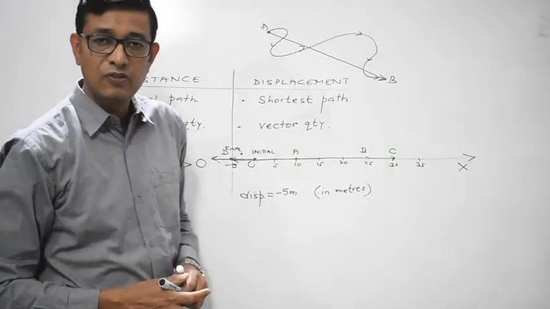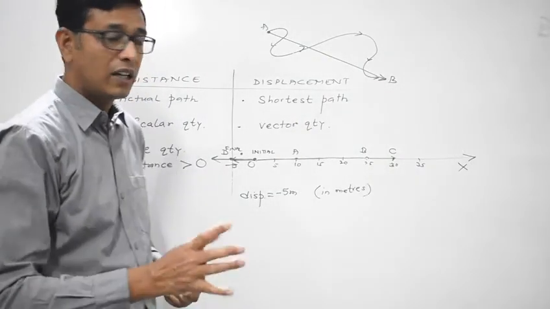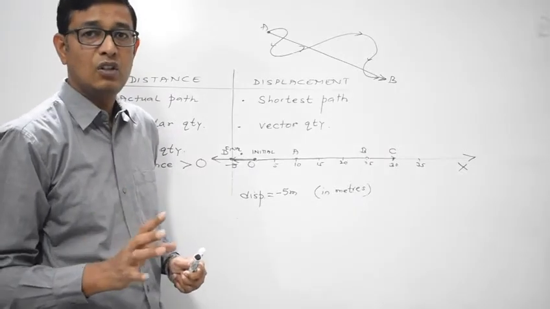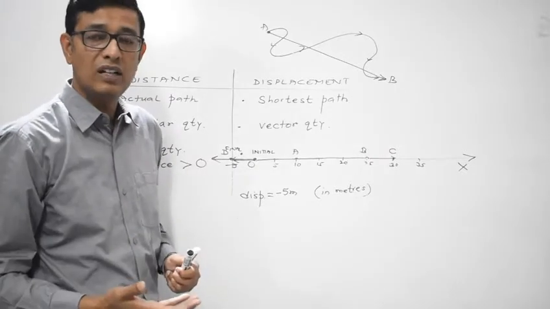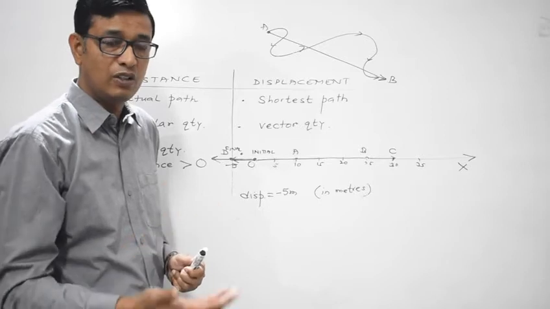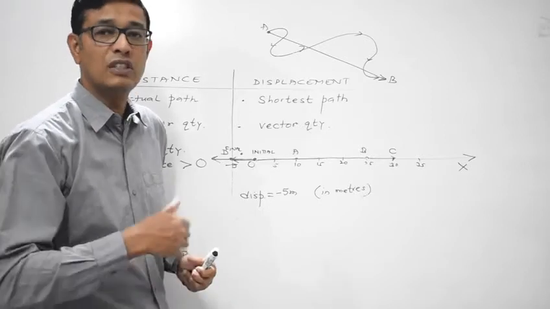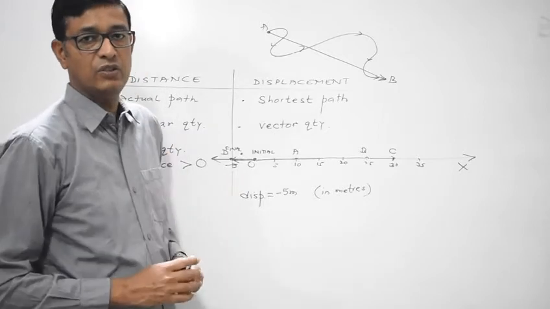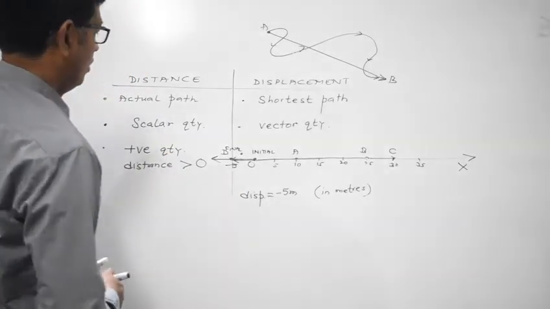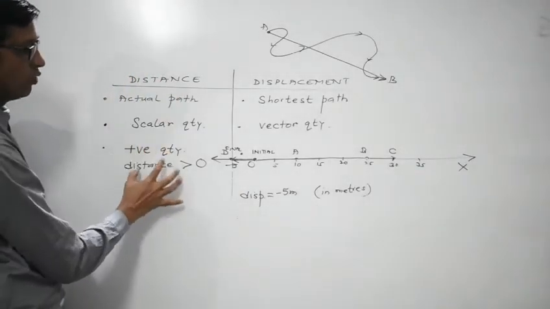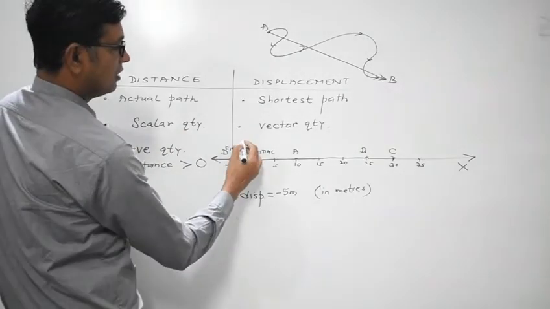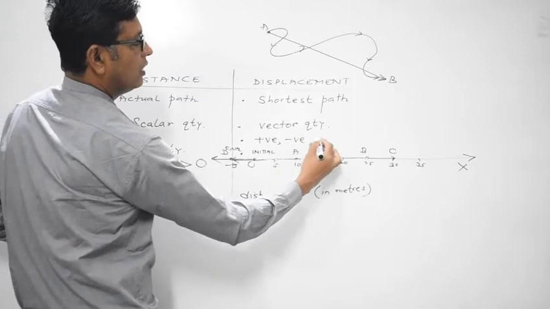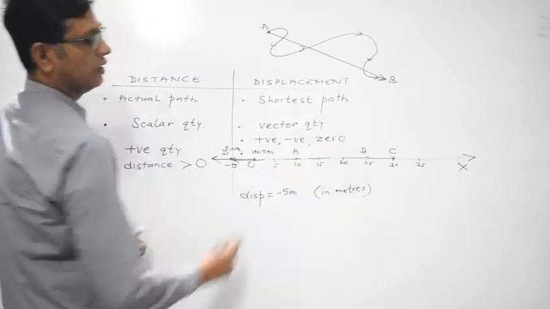Have I made myself clear? So what I meant to say is that in this example we have taken such a situation where the displacement can have positive value, the displacement can have 0 value, as well as the displacement can attain negative value. So here distance can have only positive value, here the displacement can have positive value, it can have negative value, it can also have 0 value.